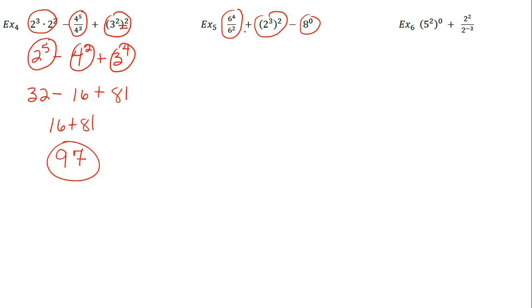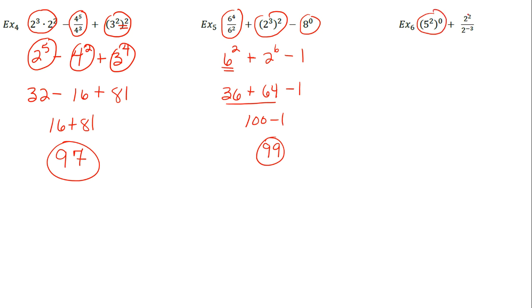I'm going to simplify using any power rules that apply. My quotient rule, 6 to the second. Power to a power, 2 to the 6th, and anything raised to the 0 is 1. We're going to simplify 6 squared, 36. 2 to the 6th is 64 minus 1. 36 plus 64 is 100, minus 1 gives me a value of 99.